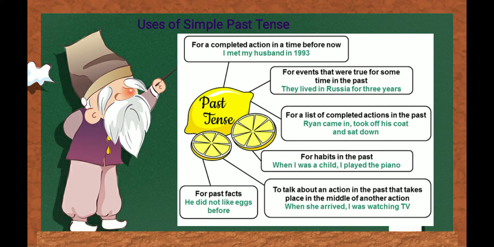Next, for habits in the past. To denote past habits also we use simple past tense. Like, when I was a child, I played the piano.